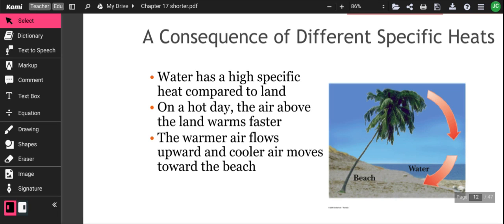Today, I want to talk to you about the consequences of specific heat and about heat transfer. We had already talked about what specific heat is, and we've done a specific heat lab, but some of the implications of specific heat are around us every day.